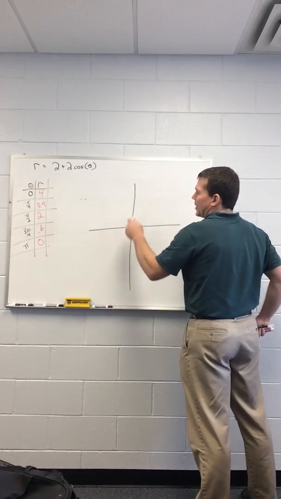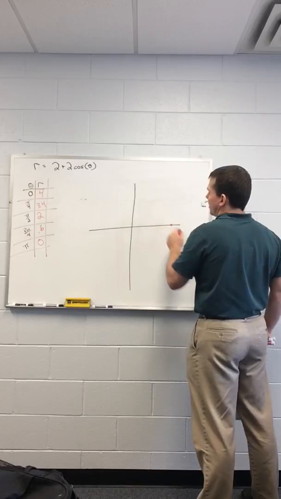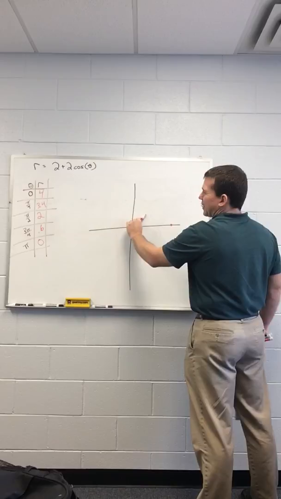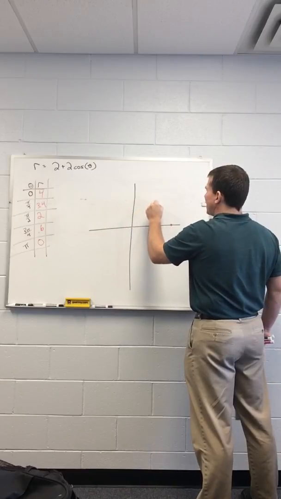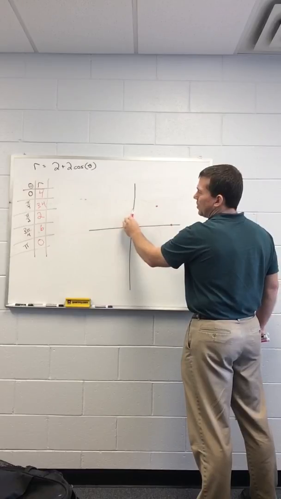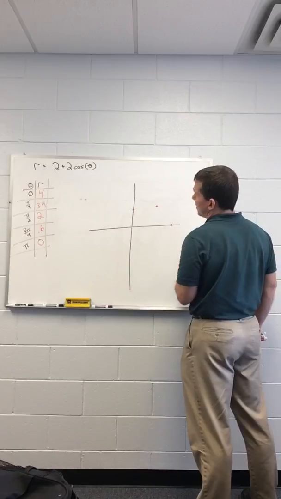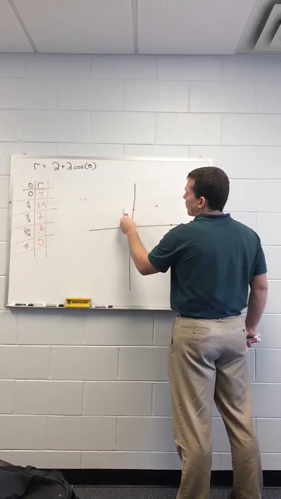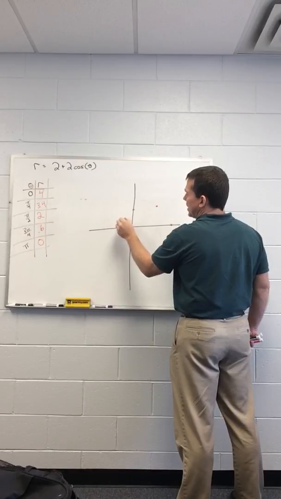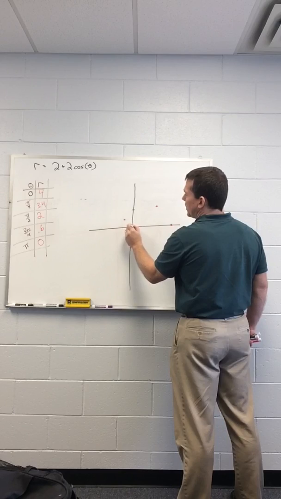When theta is 0, I get radius of 4, so we'll say that's 4 right here. When theta goes to pi over 4, I get 3.4, which isn't as far, so maybe right about here. When I get to pi over 2, the radius is 2, which is smaller than that, so maybe it's right around here. At 3 pi over 4, the radius is even smaller, 0.6, so maybe it's here. And then when I get to pi, the radius is 0, and it's here.